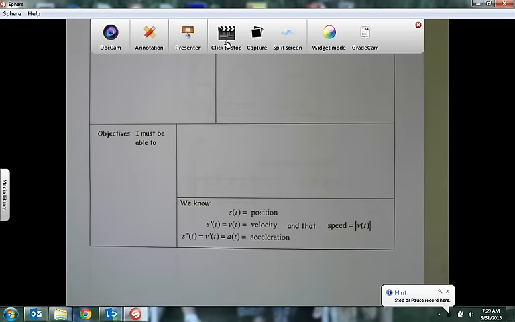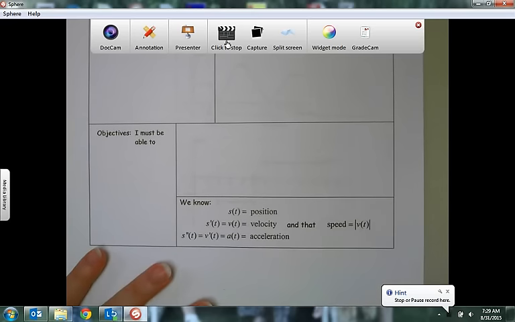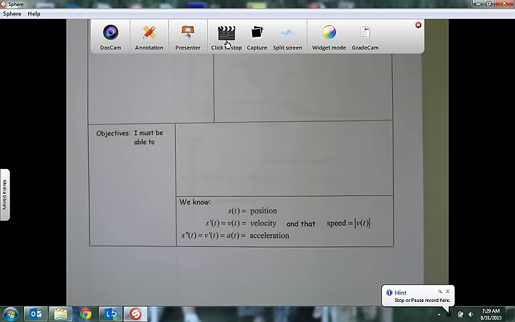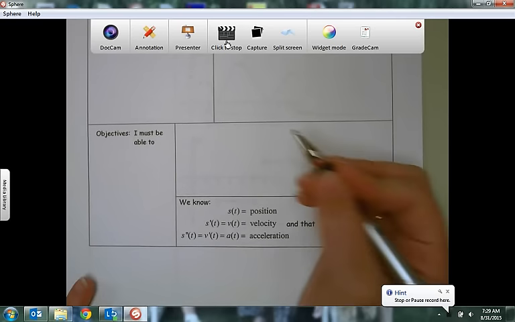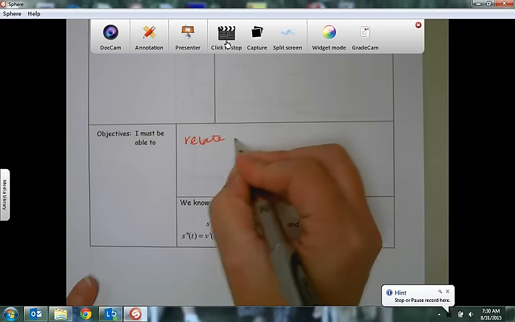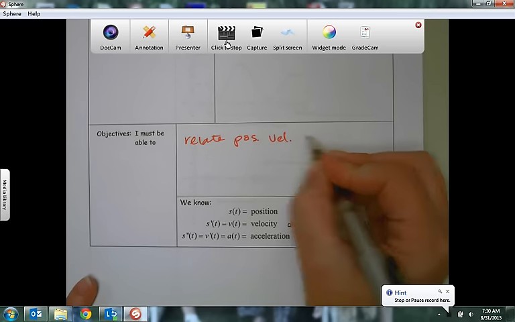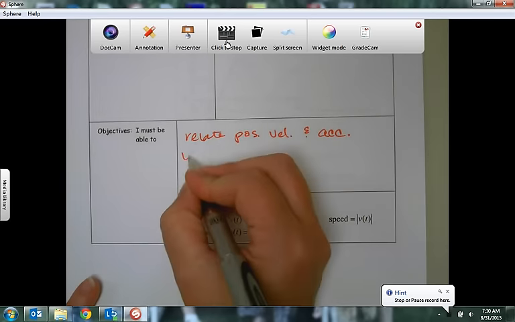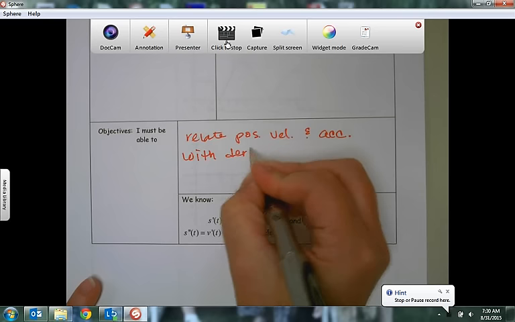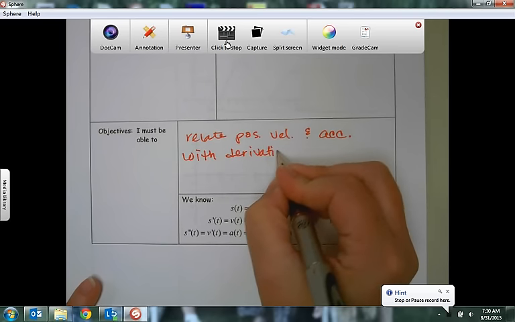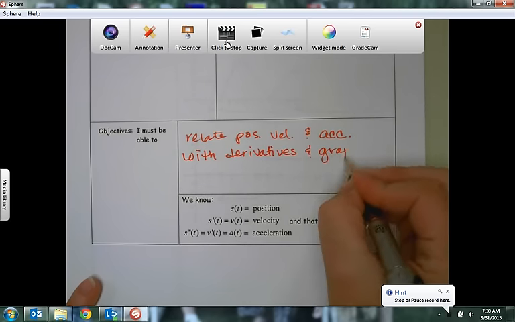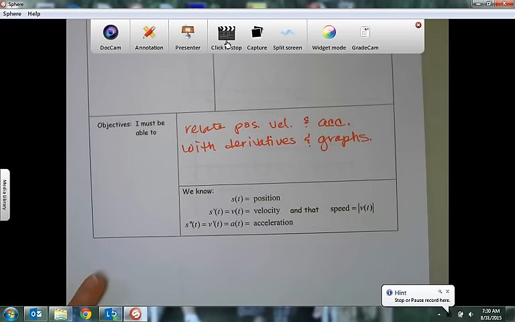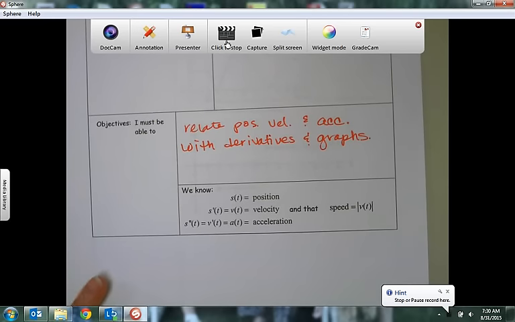Hey all, finished the 2.3 notes, and this is really going to be about the position, velocity, acceleration, and how they relate to what we just did at the beginning of 2.3. So here we're going to relate the position, velocity, and acceleration with the derivatives on their graphs. And we're also going to talk about speed and where speed is increasing and decreasing.